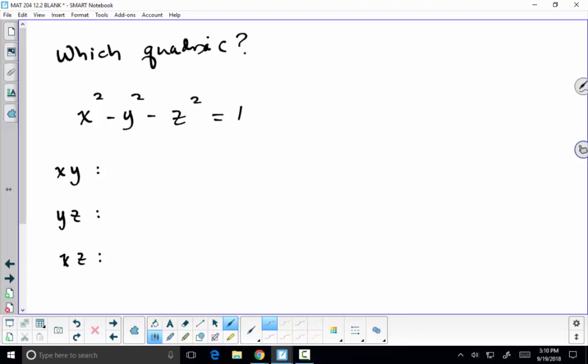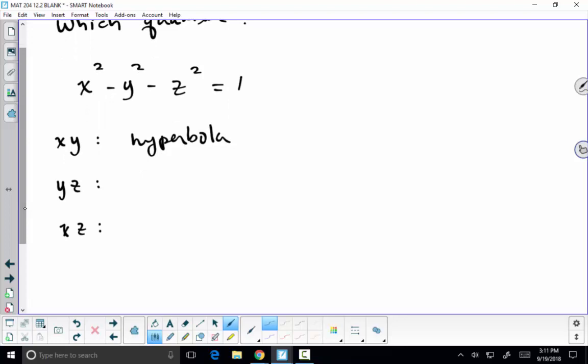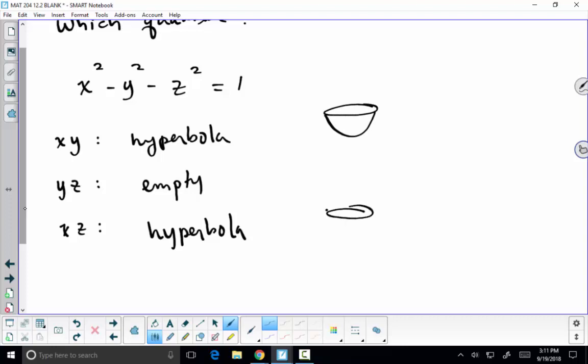Empty. Right? You can never have the sum of 2 squares being a negative number. Sum of 2 squares being negative means empty set. So the one that was the empty set is if x was 0. So that's the yz trace. So that one's empty. So we have 2 hyperbolas and the empty set. So this is going to be the hyperboloid of 2 sheets.